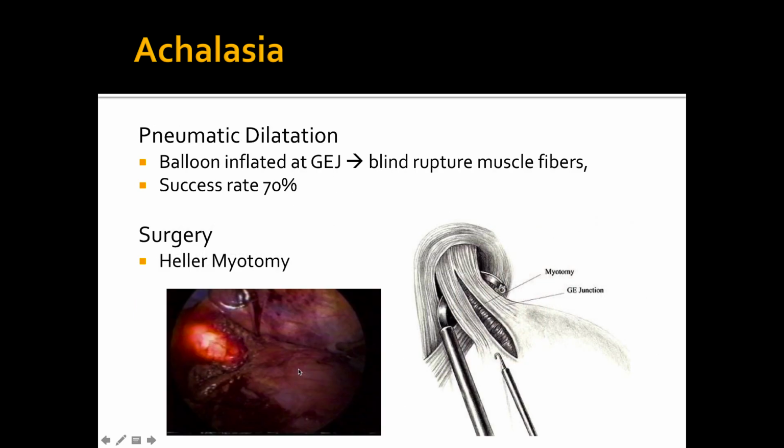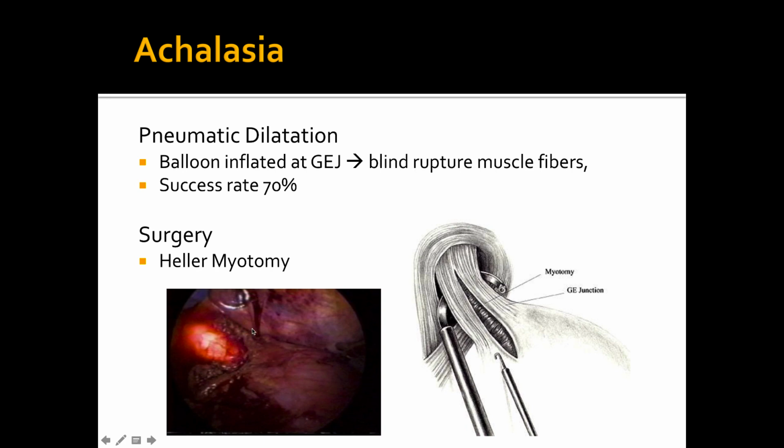If you are sure of the diagnosis from your workup and symptoms, pneumatic dilation, which is rapid inflation of the gastroesophageal junction and rupture of the muscle fibers, has a good success rate, but the risk is perforation. Surgical Heller myotomy, which is dividing the inner circular and outer longitudinal muscles of the esophagus while leaving the mucosa intact, is considered the gold standard.